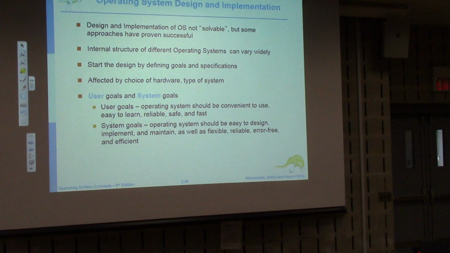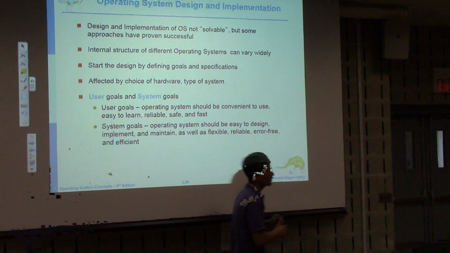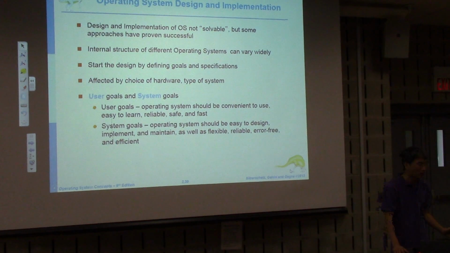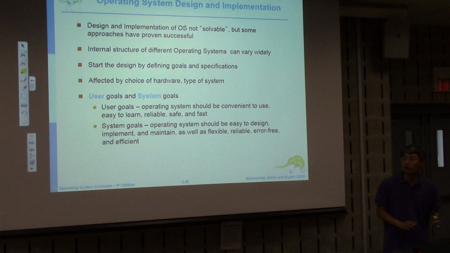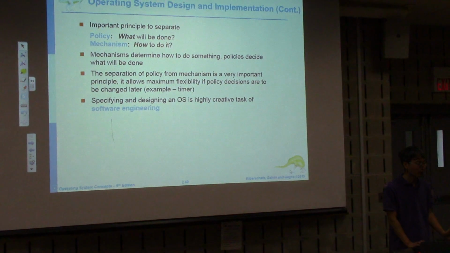So you need to juggle the user goal and system goal, and definitely the system should be simple and easy to manage, but also flexible and reliable, something like that. Okay? So this is one strategy to design the operating system.